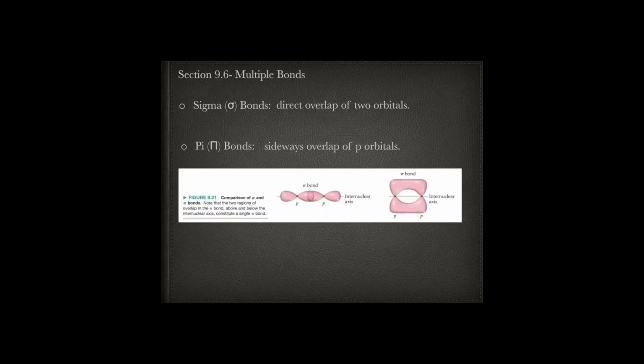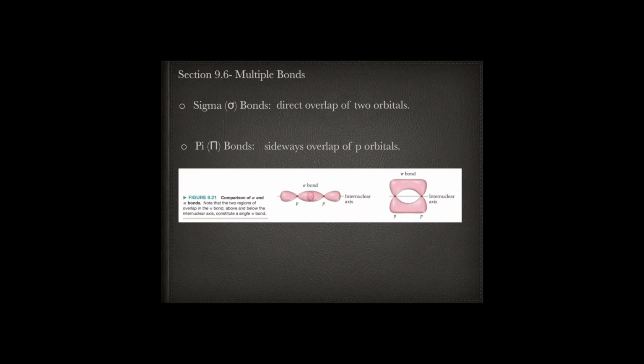The next concept I'm going to be talking about: we talked about single, double, and triple bonds, but there are actually different bonds that are involved in those single, double, and triple bonds. First, you have sigma bonds. Sigma bonds form when you have an overlap of 2 orbitals, and I'll show you a diagram in just 1 second. Pi bonds actually result from a sideways overlap of p orbitals. They don't actually directly overlap one another. And so here are 2 diagrams.